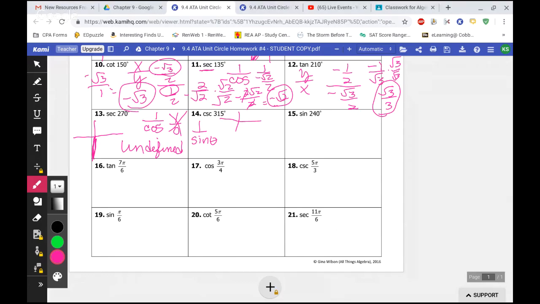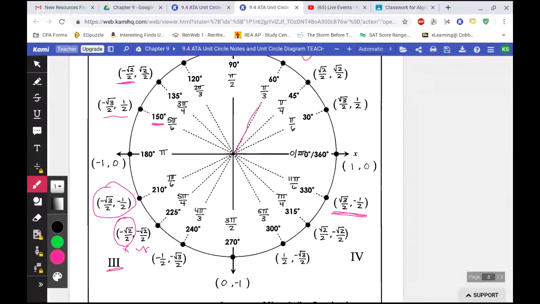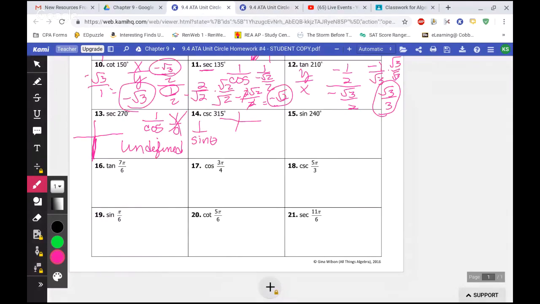Okay, so cosecant is 1 over sine theta. So we'll go back to the unit circle and look for 315. We're looking for sine, and sine is the y variable. So that's going to be 1 over root 2 over 2, and it's negative. So we'll keep flip change.